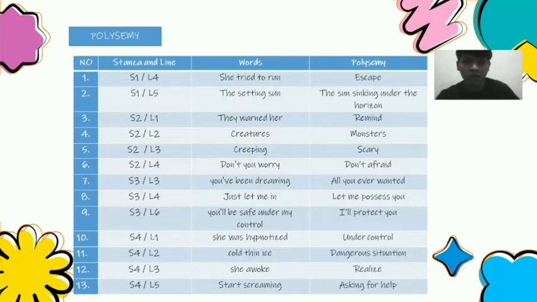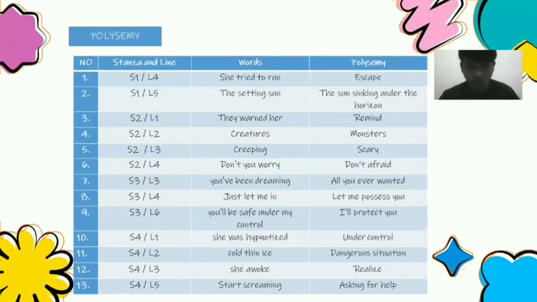Don't you worry. It has a different meaning like don't be afraid. And then you've been dreaming. It also has a different meaning like all you ever wanted. And then just let me in. The polysemy is let me possess you. And the next is you'll be safe under my control. The polysemy is I'll protect you, and then she was hypnotized. The polysemy is under control.